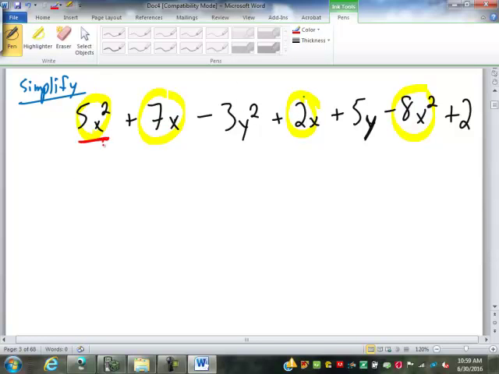So here we've got 5x squared. Can I combine that with the 7x? No. The 2x? No. Negative 8x squared? Yes. 5x squared and negative 8x squared make?